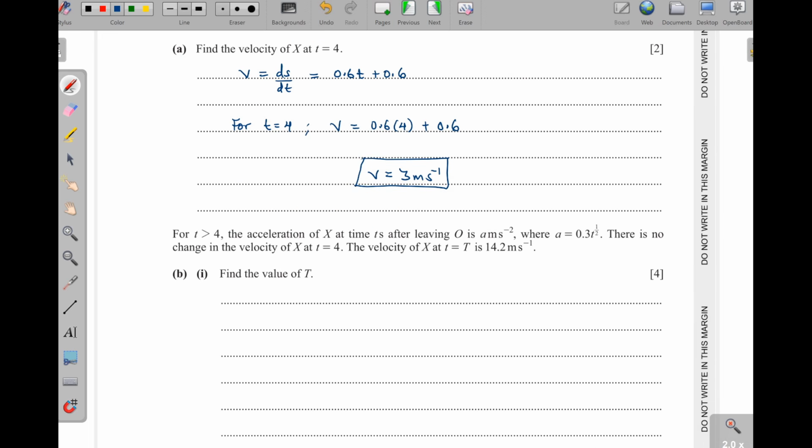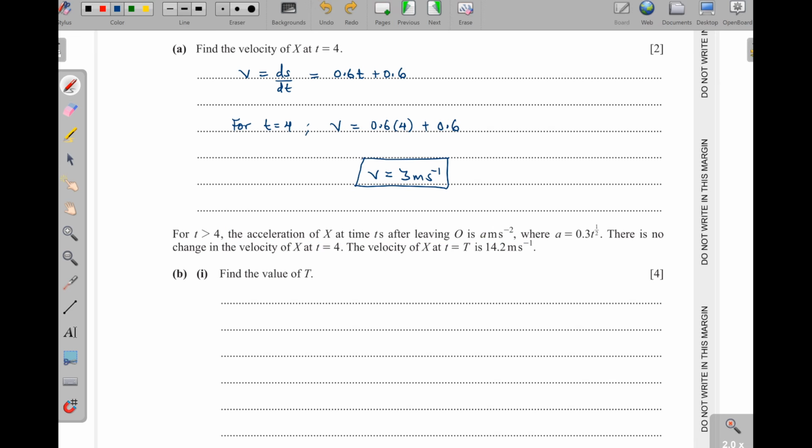Then the next one, they are saying for t greater than 4, the acceleration of x at time t seconds after leaving O is a meters per second squared, where a is equal to 0.3 t to the power of a half. There is no change in the velocity at t equal to 4. That means when you reach t equal to 4, it's the same velocity that you use for the next movement. You see that? Okay. The velocity of x at t equal to capital T is 14.2.